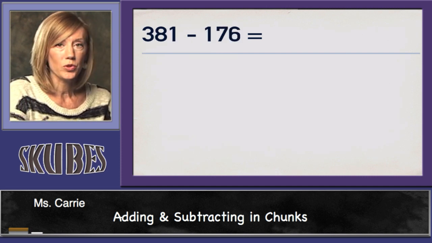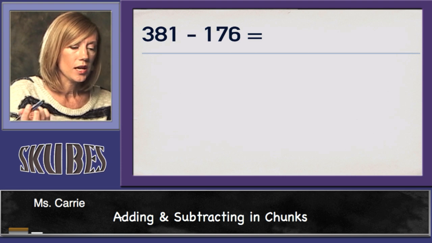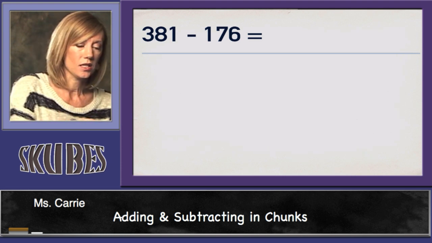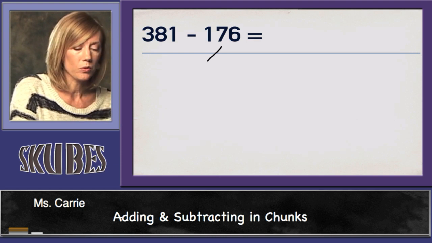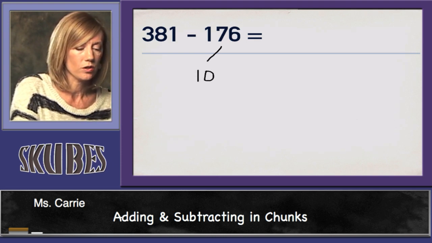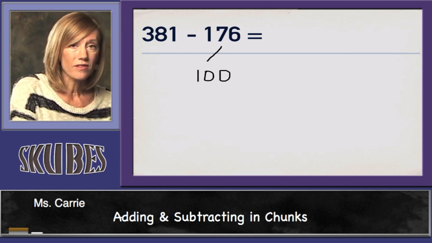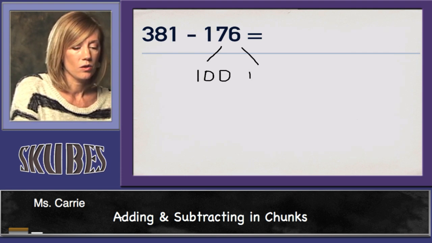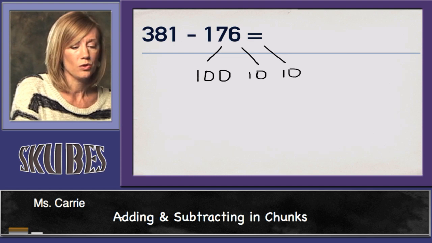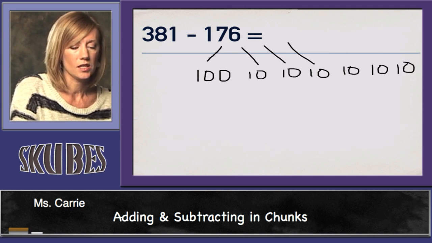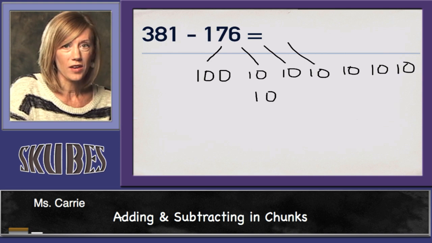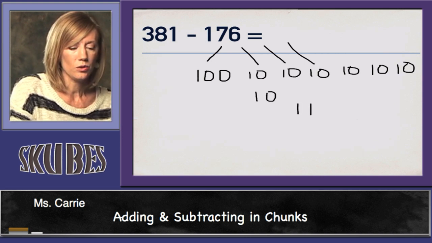Let's try a triple digit. Here we have 381 minus 176. So we have to chunk our smaller number. We do have 1 hundred, so I'm going to put 1 hundred right here. We have 7 tens. 1, 2, 3, 4, 5, 6, 7, and then we have 6 ones. 1, 2, 3, 4, 5, 6.